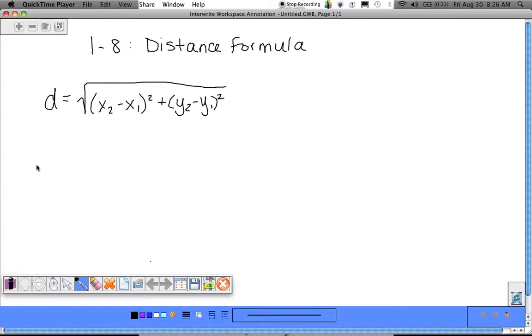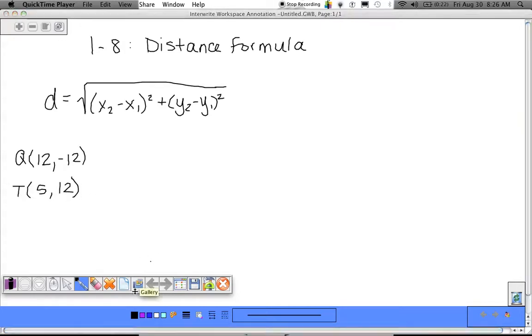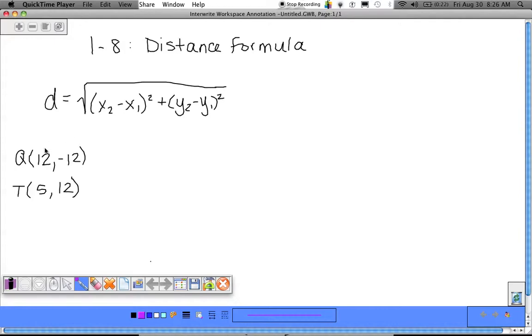Alright, so let's try an example with this. Maybe we have point Q, which is at 12, negative 12, and point T, which is at 5, 12. So what I recommend doing first is labeling your different points. So this is x1 and y1, x2 and y2, and then all you have to do is plug these values into wherever they go.